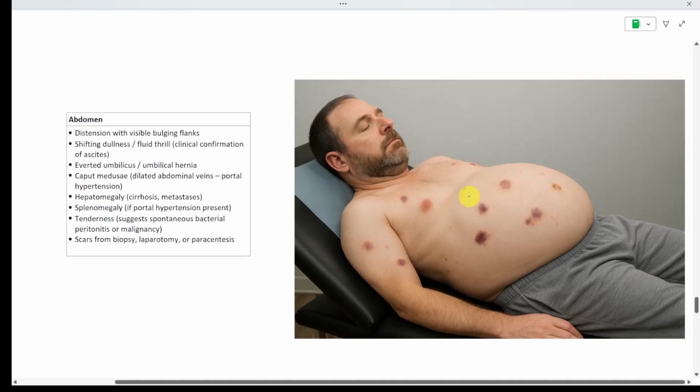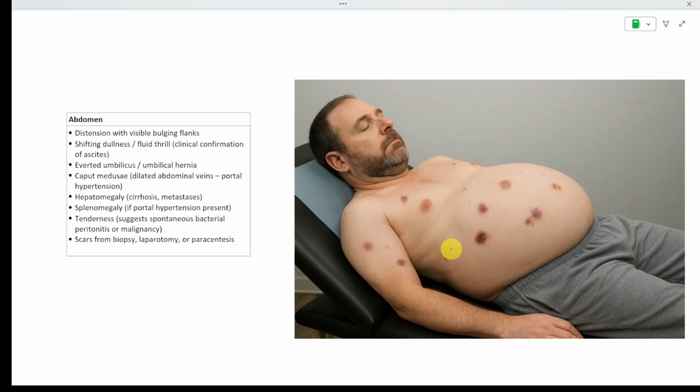In the abdomen you do all of the examination: inspection, palpation, percussion, auscultation, everything. You look whether the patient has a distended abdomen, look for the fluid thrill, shifting dullness, and comment on the umbilicus if it is everted. Look for the caput medusae, which are basically dilated abdominal veins, again showing portal hypertension. Look for hepatomegaly, splenomegaly, and any tenderness. If tenderness is there on abdominal examination, it could show the risk of spontaneous bacterial peritonitis. And again look for the scars from biopsy, laparotomy and paracentesis.